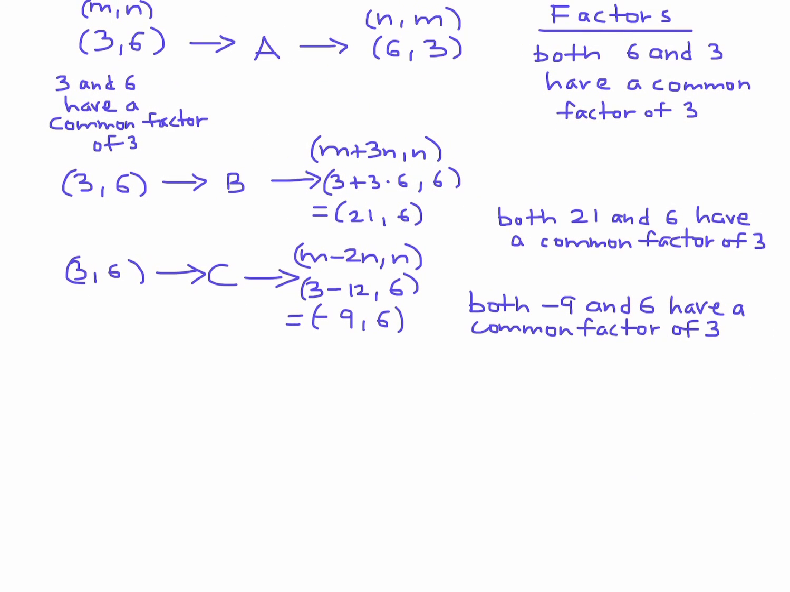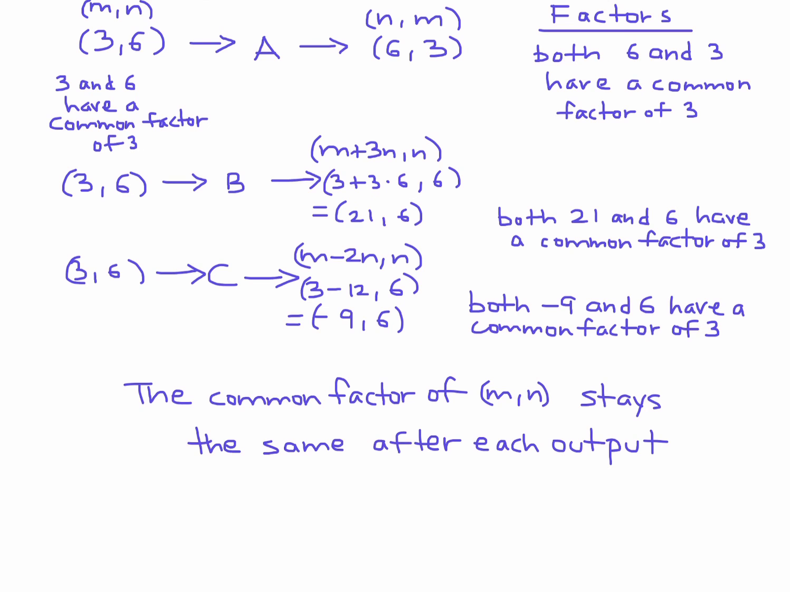So, what does that show us? What does it mean? It basically means that the common factors stay the same after each output. So whether the output is N, M, whether the output is M plus 3N, N, or the output is M minus 2N, N, the common factor will stay the same. And if you try any number, I just chose 3, 6, you can try any combination. You can try 2, 5, 6, 2, whatever. It's going to show the same.